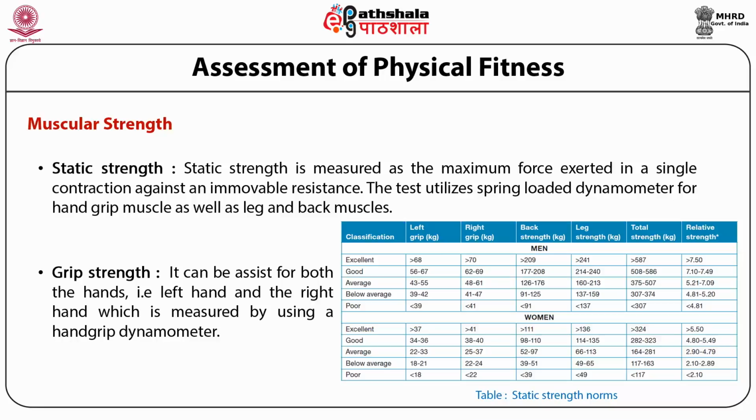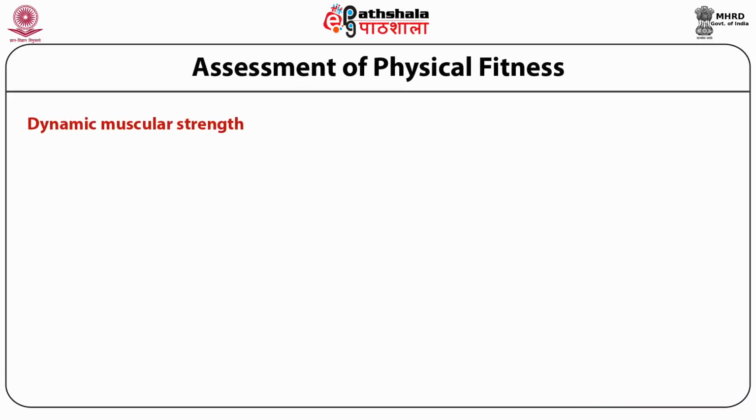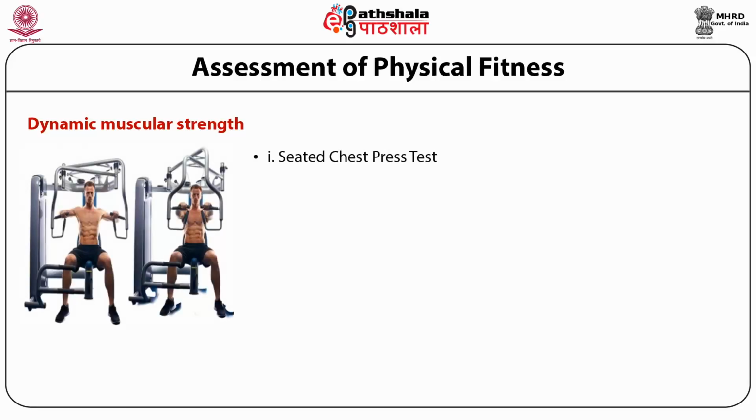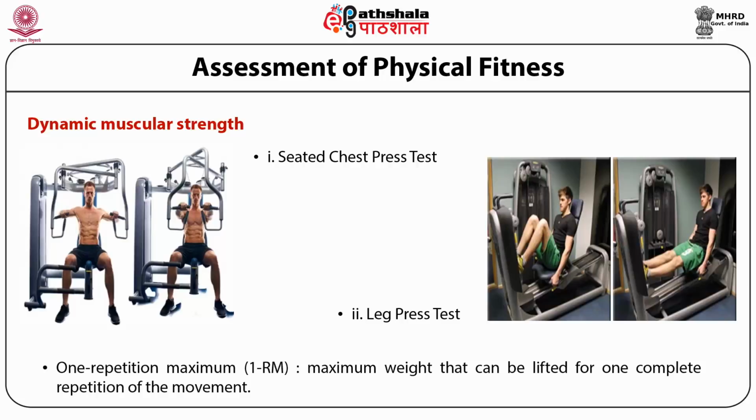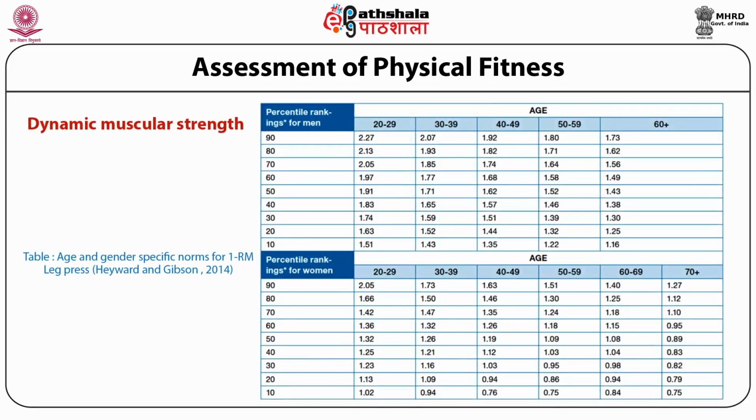The table shows us the values for the static strength norms in different categories and for both left and right hand. Dynamic muscular strength can be assessed using the seated chest press test or the leg press test. Dynamic muscular strength is the one repetition maximum, or the maximum weight that can be lifted for one complete repetition of the movement. Let's have a look at the dynamic muscular strength among men and women.